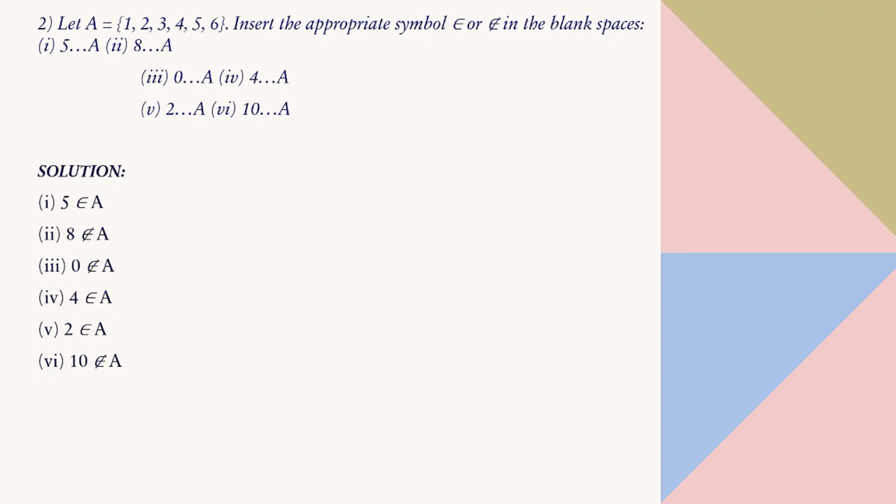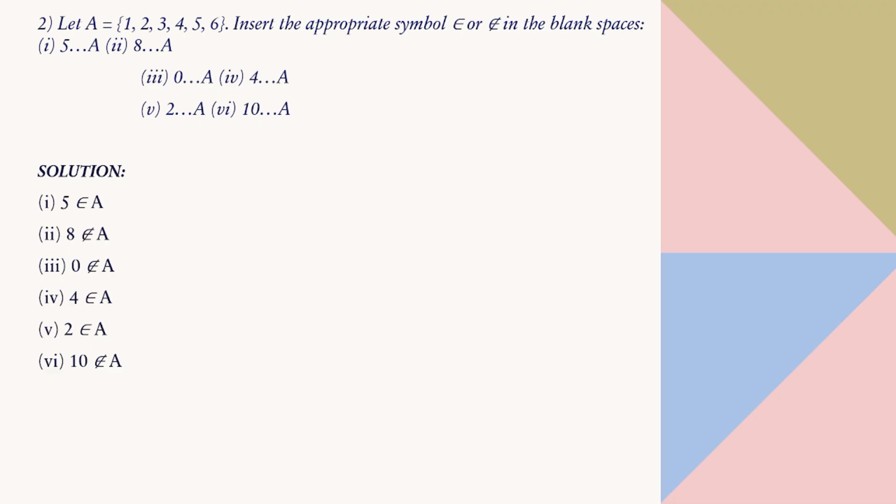Now let's take the second sub question, 8. As we can see, the elements only go up to 6. 8 does not belong to that set, so we write 8 does not belong to A. Similarly, 0 is not in the set A, so we write does not belong to. 4. 4 is in the set. It is the fourth element of the set, so it belongs to. 2. 2 is also present after 1, so it belongs to the set A. 10. 10 does not belong to set A as it ends at the sixth element itself.